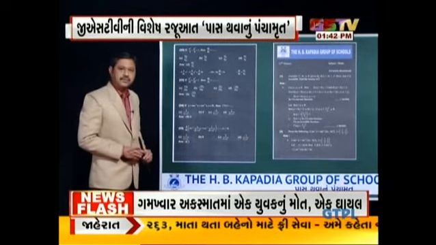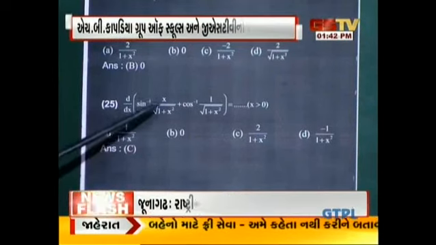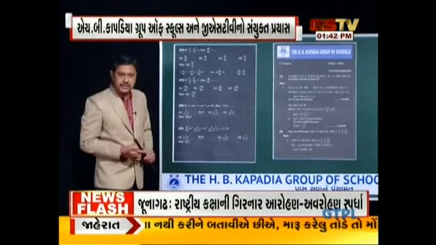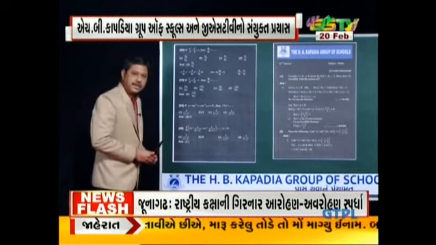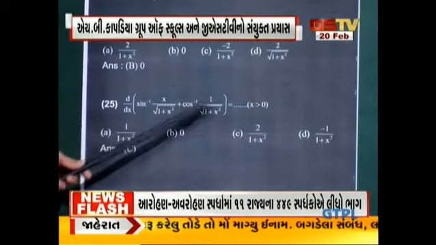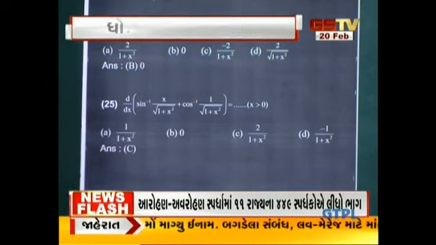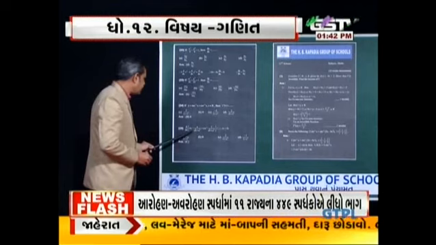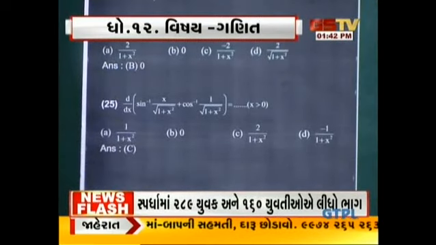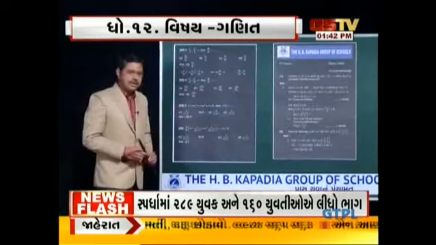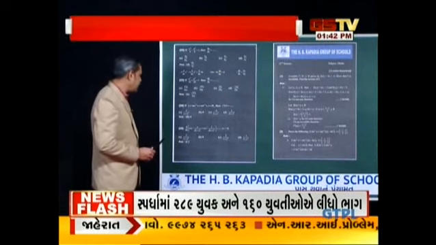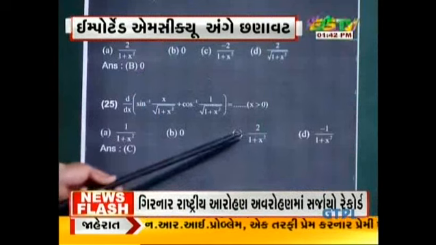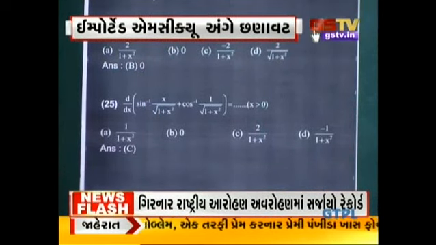Using the interrelation formula, sin inverse x upon root 1 plus x square is tan inverse x, and again using the interrelation formula, cos inverse 1 upon root 1 plus x square is also tan inverse x. So here we write the result tan inverse x plus tan inverse x, so 2 tan inverse x, and the derivative of 2 tan inverse x is 2 upon 1 plus x square. So option C is the correct answer.